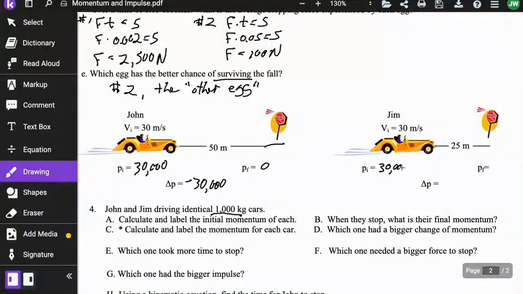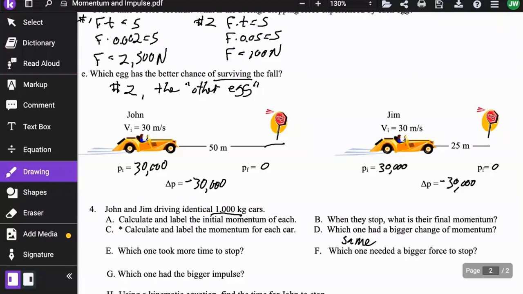Jim has the same thing. He's starting with a 1,000 kilogram car going 30 meters per second and coming to a stop. So he also has a change in momentum, or an impulse, of negative 30,000. So we've calculated and labeled the initial momentum of each. When they stop, what's their final momentum? Did that. Calculate and label the momentum for each car. I think it means change in momentum there. We've done that. Which one had a bigger change in momentum? They had the same change in momentum, right? They both had 30,000. They both finished with 0. So they both had a change in momentum of negative 30,000.